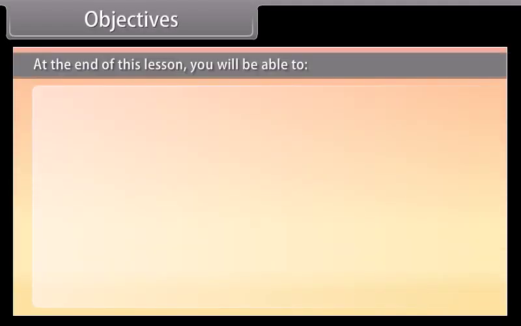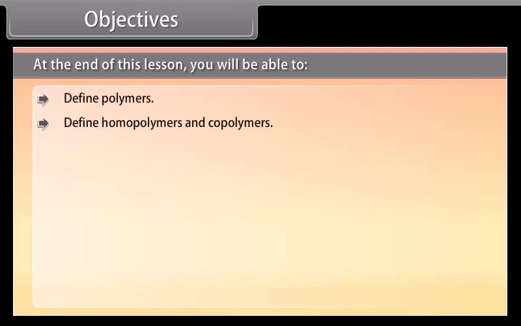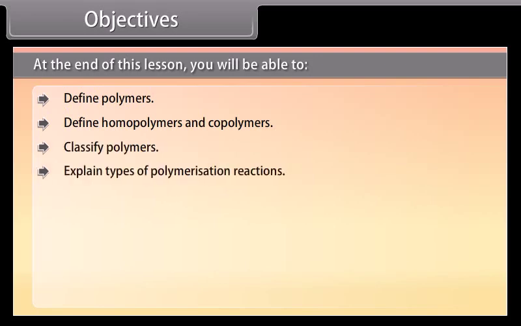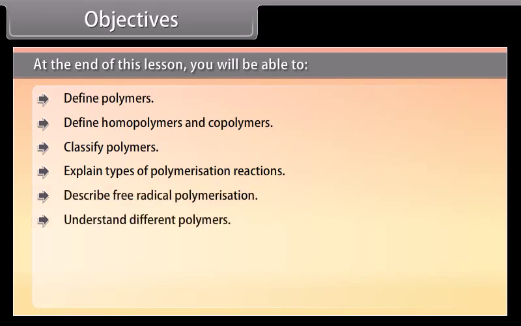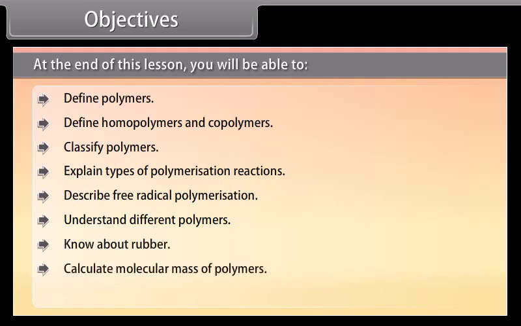At the end of this lesson, you will be able to define polymers, define homopolymers and copolymers, classify polymers, explain types of polymerization reactions, describe free radical polymerization, understand different polymers, know about rubber, calculate molecular mass of polymers, define biodegradable polymers.